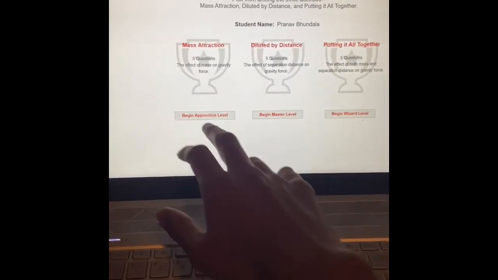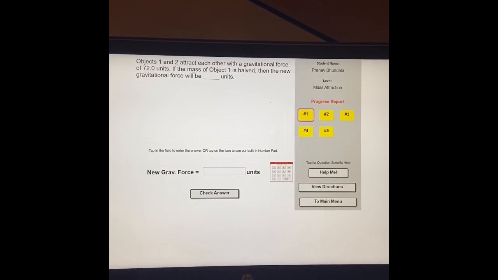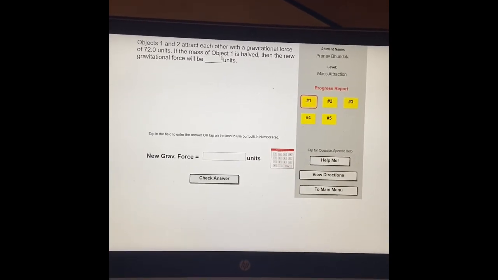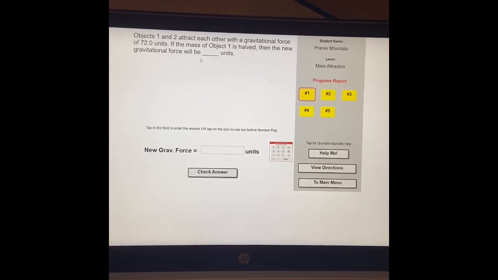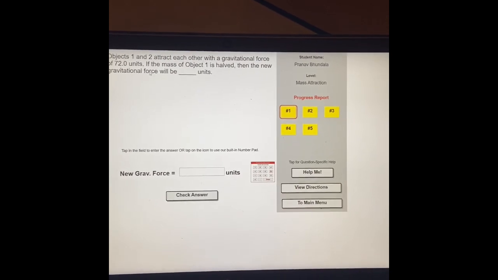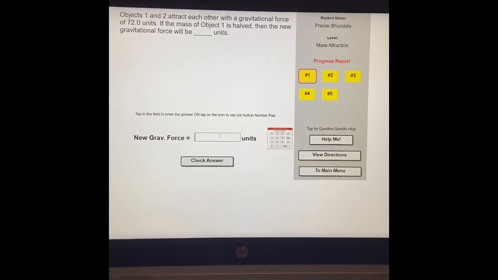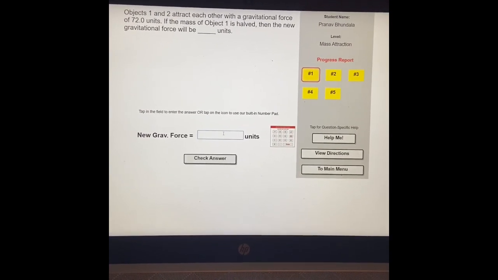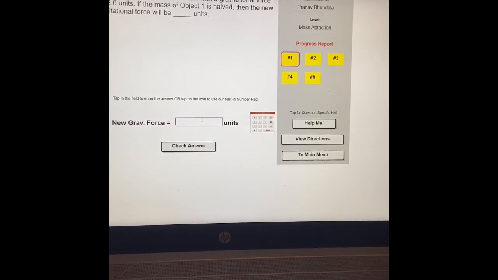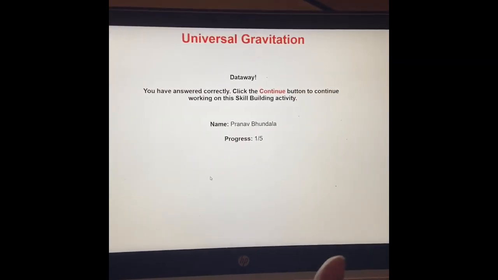While doing this concept builder, let's start off with the first trophy, apprentice level. Objects 1 and 2 attract each other with a gravitational force of 72.0 units. If the mass of object 1 is halved, the gravitational force will be how many units? If the mass is halved, that means the gravitational force will also be halved. So we get 72 divided by 2, which is 36 units. Great job.